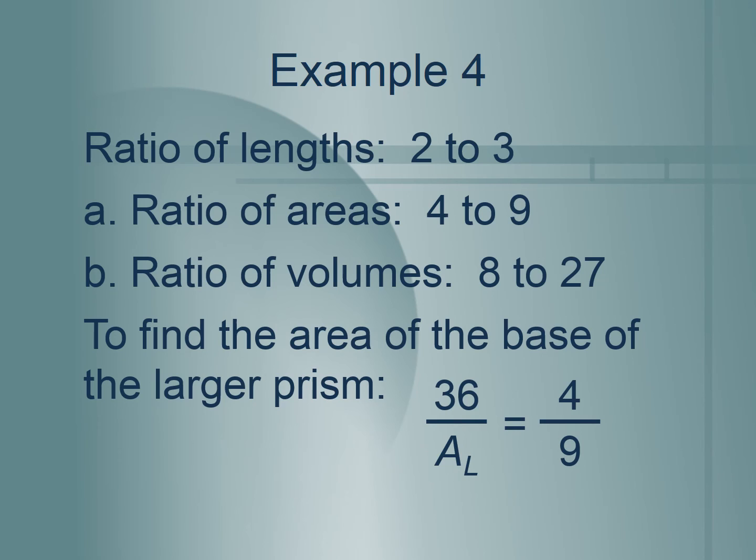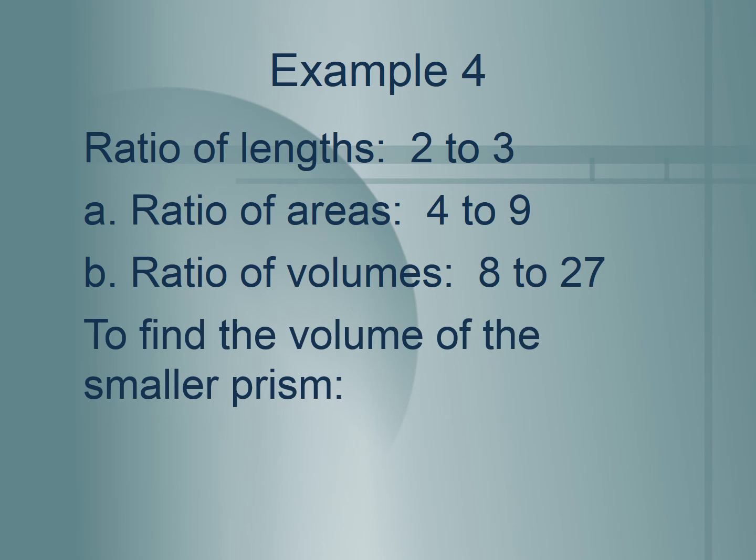So we know that our first one is 36. Our small one has an area of 36. And we want to know what the area of our larger prism is. Well, we set that equal to the ratio of areas, which was 4 over 9. Now we can cross multiply and solve for the area of our larger prism.